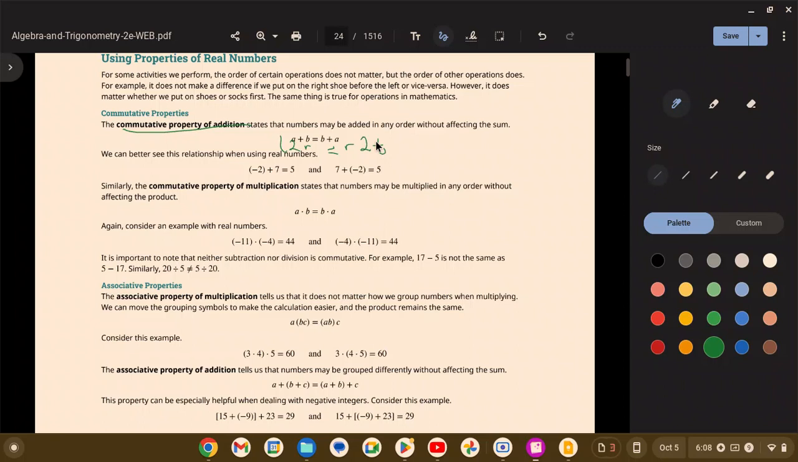All right, similarly, we can better see this relationship when using real numbers. And so they just throw some real numbers in. Negative 2 plus 7. Left to right equals 5. Right to left equals 5. Commutative. Check mark, smiley face.